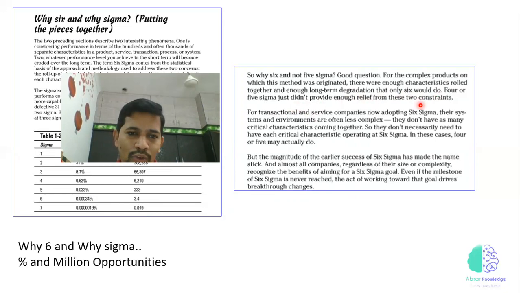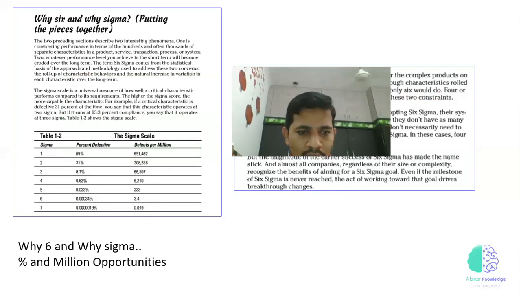Why? Because if you take five sigma, when you make 1 million products, you will still have 233 defects. Even if you take 4 sigma, you will have about 6,000 defects. So that's what it says.